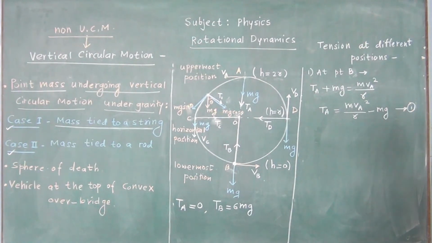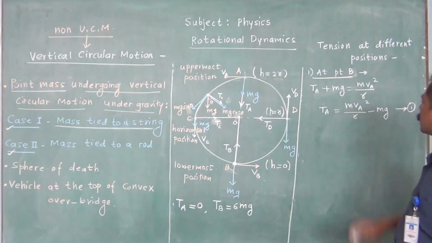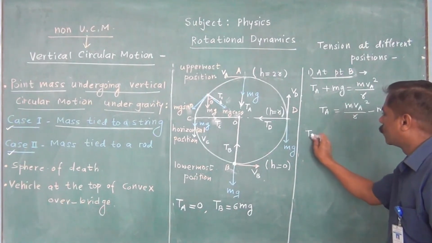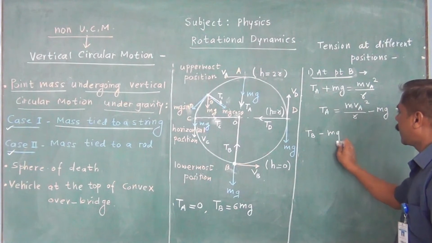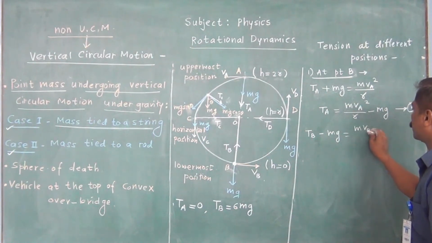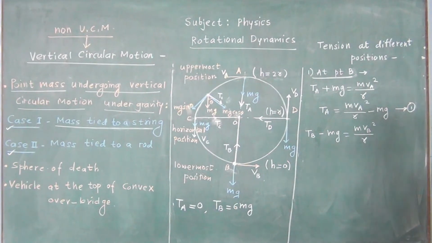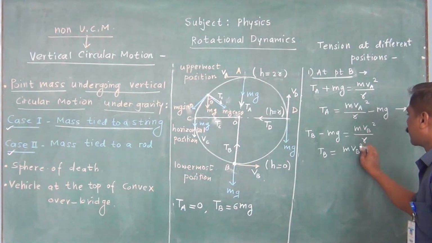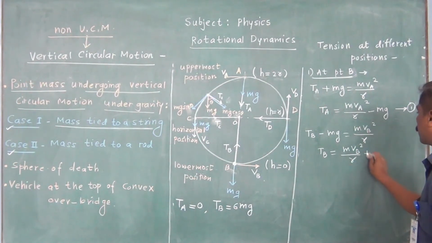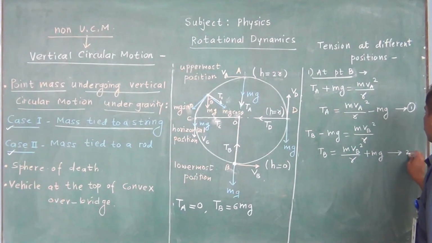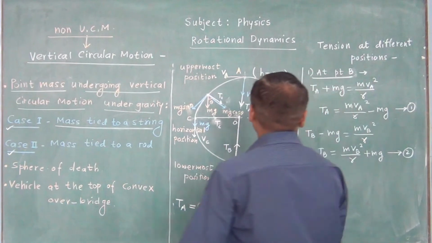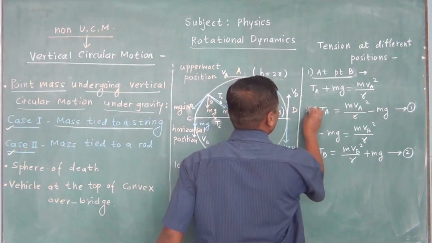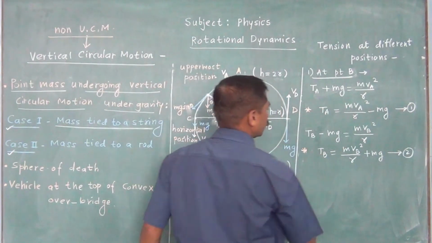At point A. Similarly we can find out at this position B, and if you observe, we know TB minus mg is equal to mv square upon r. Again we can make the equation for TB, which is equal to mvb square upon r plus mg. So you will find this is equation number 2. You should remember these are the two very important equations: the tension at position A and the tension at position B.